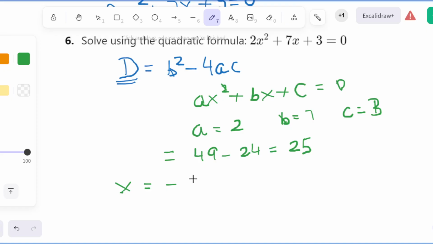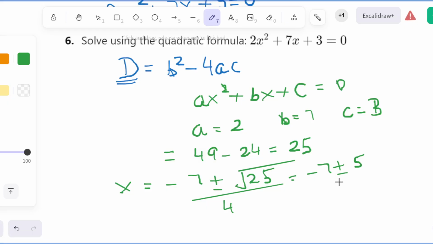So, minus 7 plus or minus, you have already found the value of the discriminant, so just put in 25 directly here, and divide by 2a. 2a means 4. If you solve it, you get minus 7 plus or minus 5, because the square root of 25 is 5, divided by 4. If you take the plus value, minus 7 plus 5 is minus 2, and minus 2 upon 4 is minus 1 by 2. So one value will come out to be minus 1 by 2.